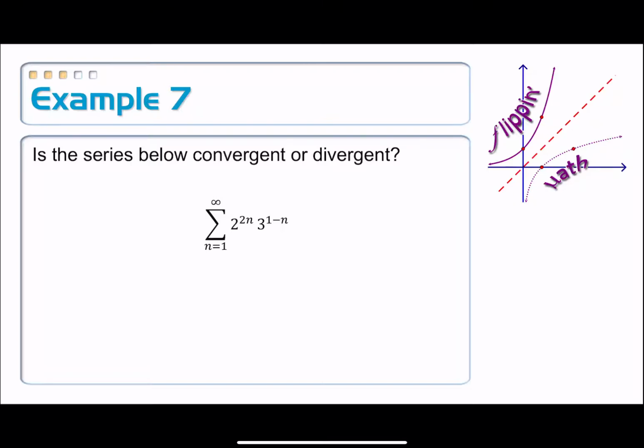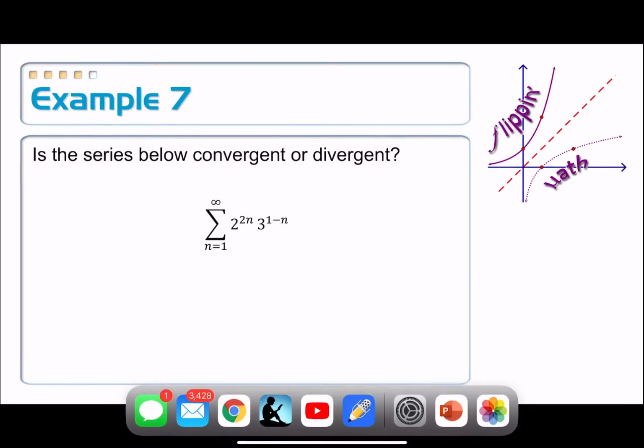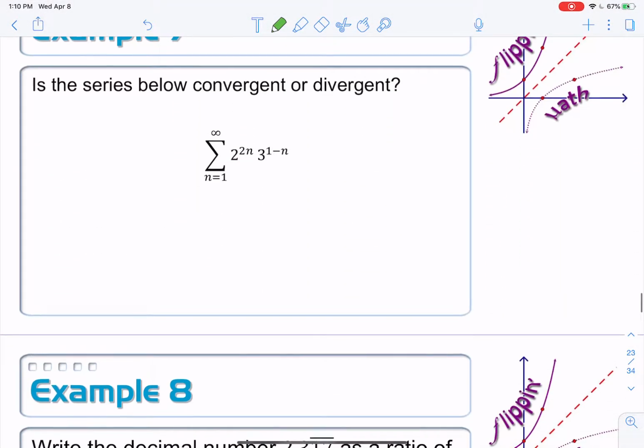Is the series below convergent or divergent? So this one looks a little strange. Sum n equals 1 to infinity of 2 to the 2n power and 3 times 3 to the 1 minus n power. So this is going to take a little bit of algebra to rearrange stuff so we can get it into a form that we can recognize. Again, the hint here is that I want to try to see if it's geometric, because if it's geometric, it's really easy to do. So that's what I'm going to do right over here.